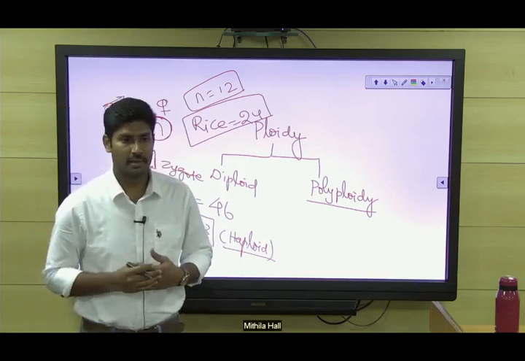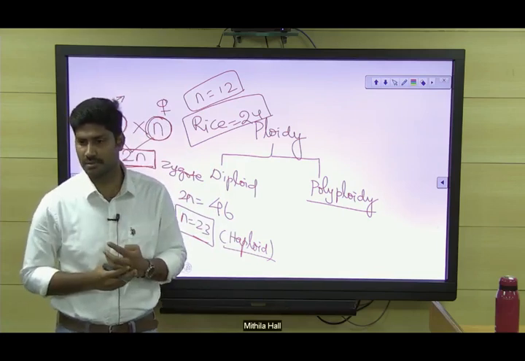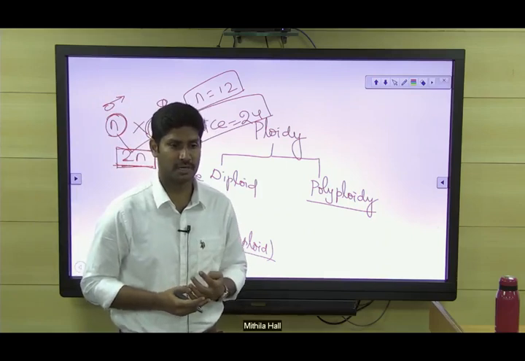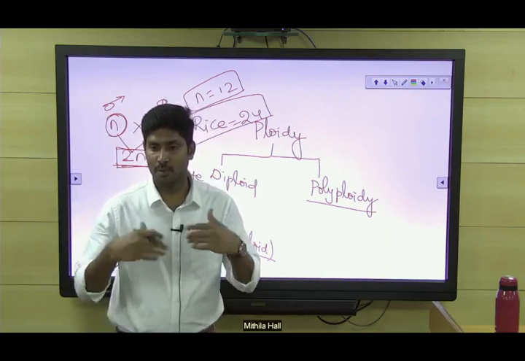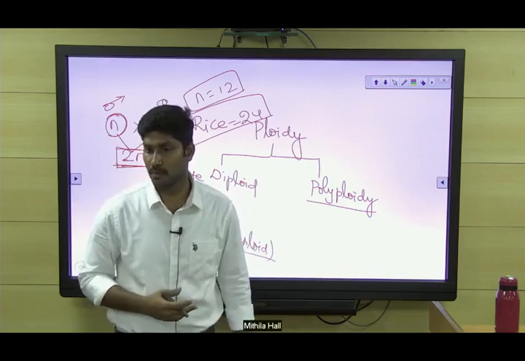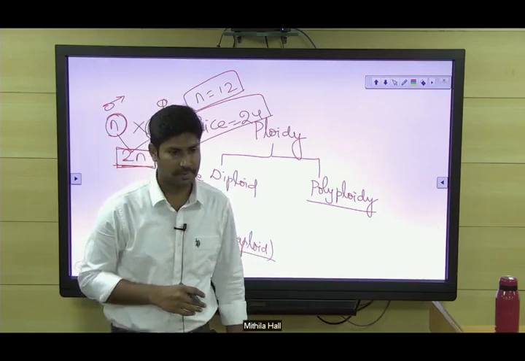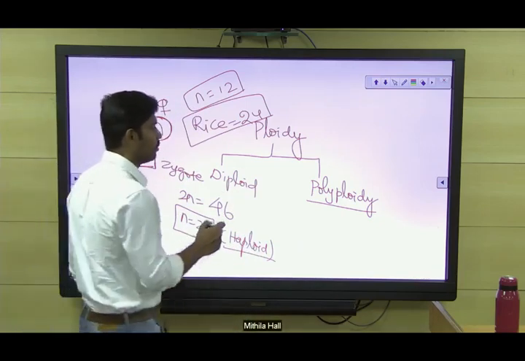Cotton is a tetraploid species. They contain four sets of chromosomes. Then potato, again a tetraploid species. So most of our normally cultivated crop plants contain more than two sets of chromosomes. They are called polyploid individuals. So this is the concept. And we use one more term called monoploid.